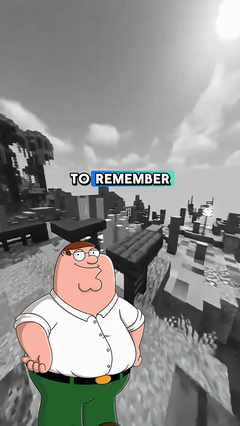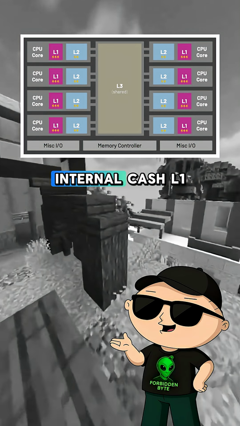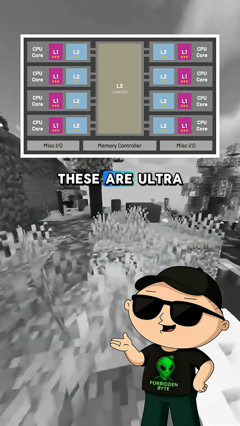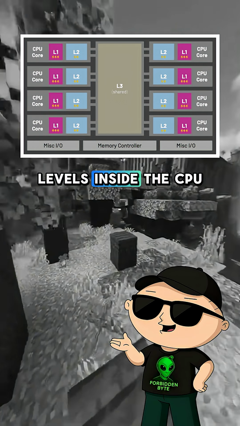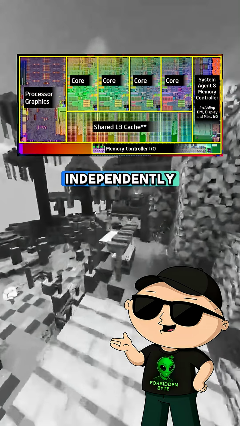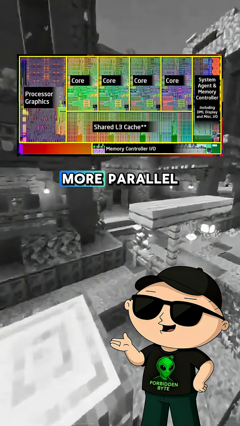What if it needs to remember something quickly? Then it uses internal cache, L1, L2, and L3. These are ultra-fast memory levels inside the CPU. My CPU says 8 cores. What does that mean? Each core can process instructions independently. More cores equals more parallel tasks.